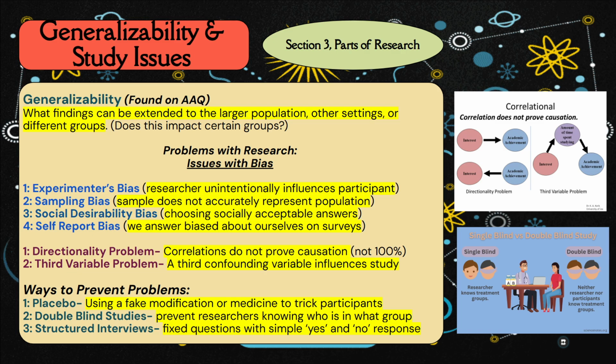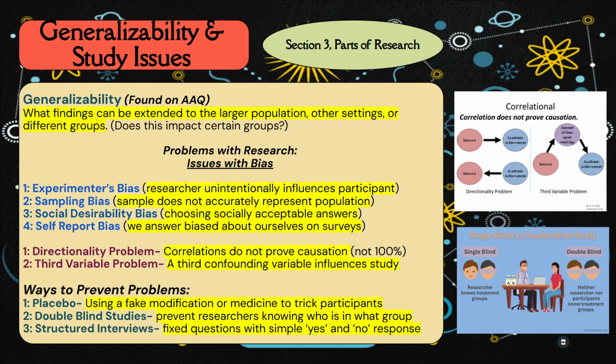Then we have a lot of biases we have to get through. We have experimenter's bias, which means that researchers unintentionally influence a participant's answer. So they might nod while they're answering yes or no questions, or they might make a face that will change the participant's answer on accident.